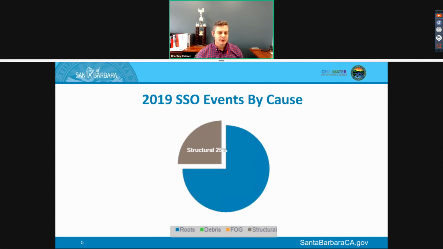The structural spill was due to an offset joint that happened to be located directly above a defective storm drain pipe. And luckily, there was only 1 or 2 laterals connected to that pipe, but when it was discovered, staff immediately responded, performed all of our containment procedures, and minimized the impact of the spill. However, it still counted against us for last year. So, next slide.